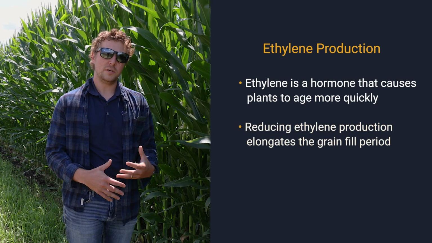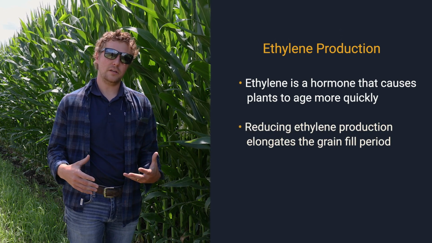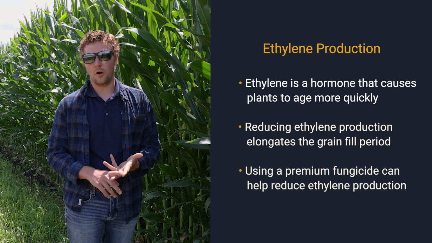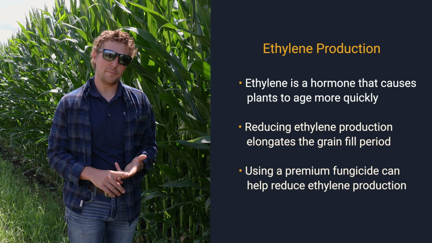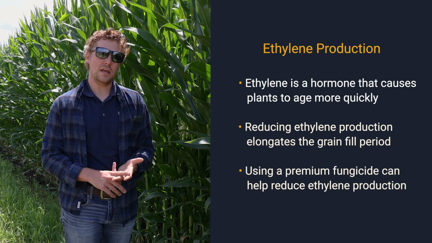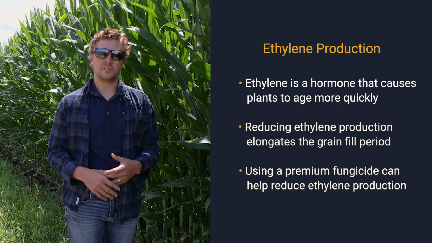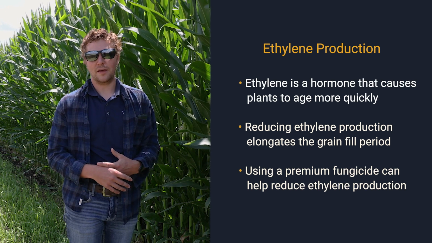And so there's a few different ways we can really manage that production of ethylene. And so using a premium branded fungicide such as a Veltima, Moravis Neo, any of those better, more expensive type of fungicides that we have available to us these days are going to result in a lower ethylene production. And so we're going to make that plant live as long as possible by really slowing down that death hormone in the plant.